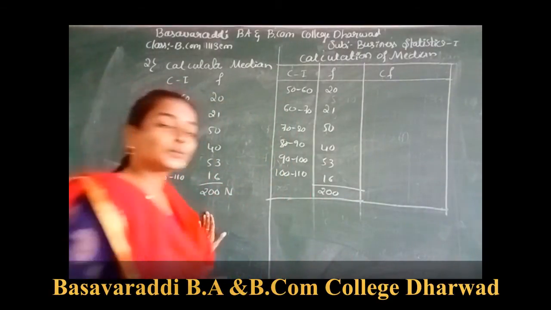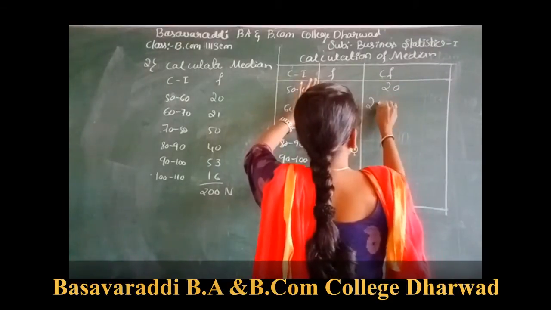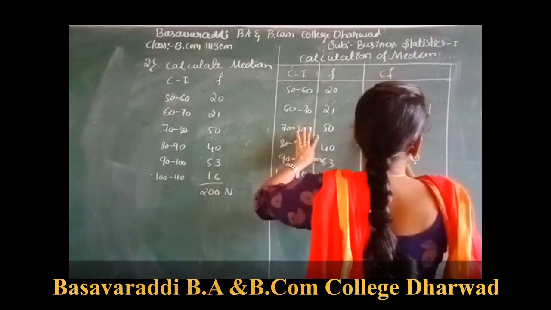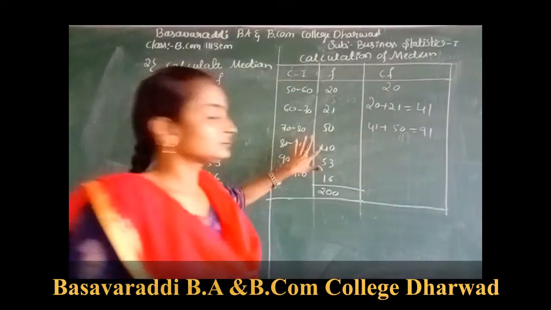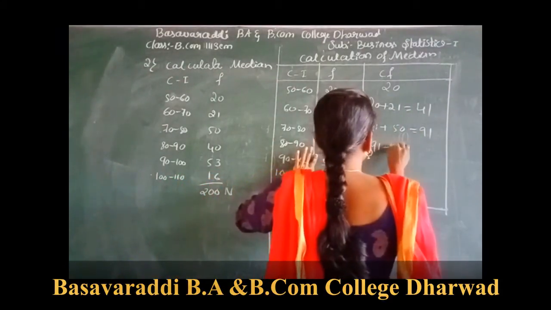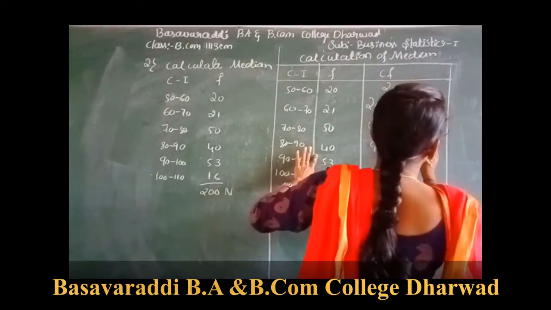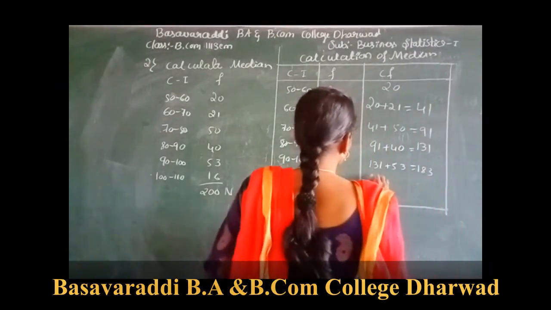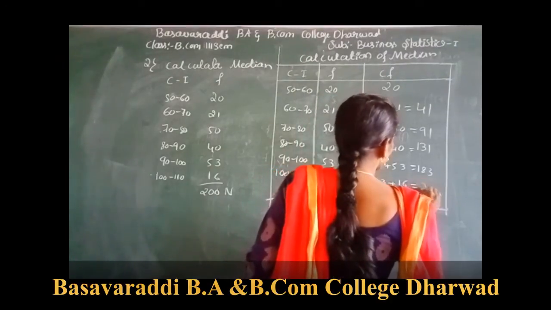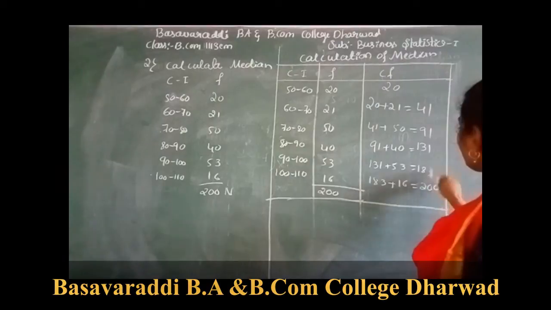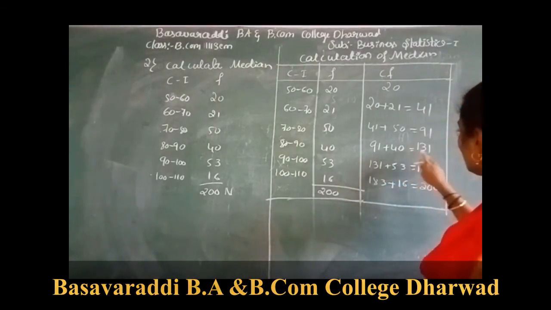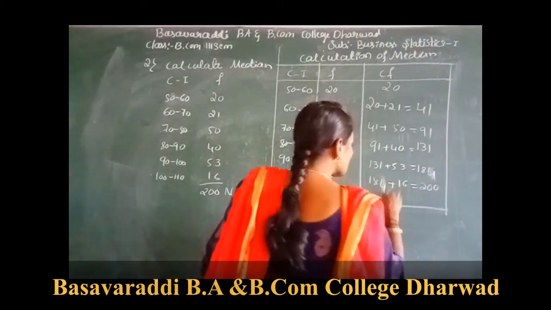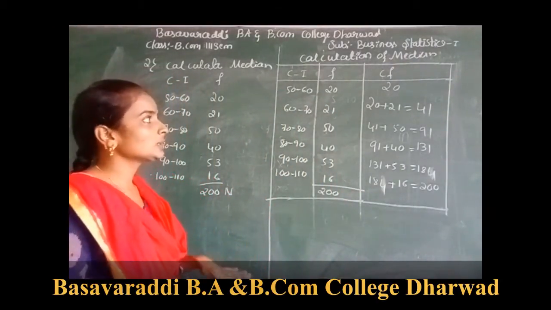Okay, calculate the cumulative frequency. 20 plus 21, 41. 41 plus 50, 91. 91 plus 40, 131. 131 plus 53, 184. 184 plus 16, 200. Okay, I hope you understood the cumulative frequency.